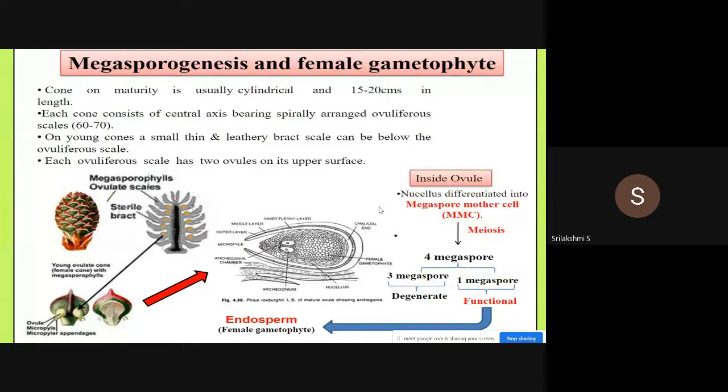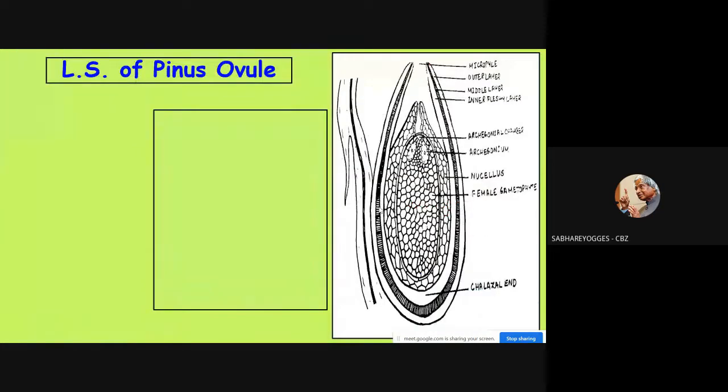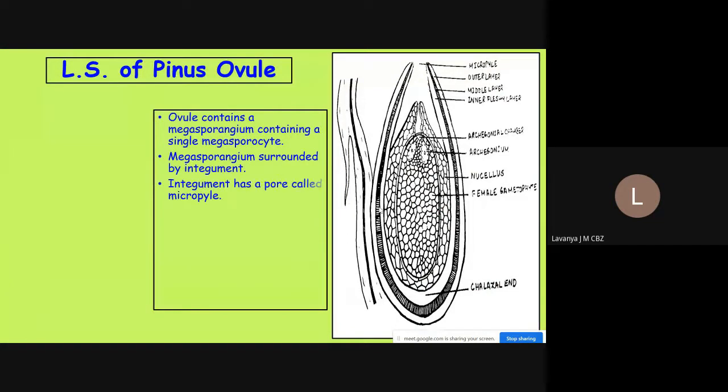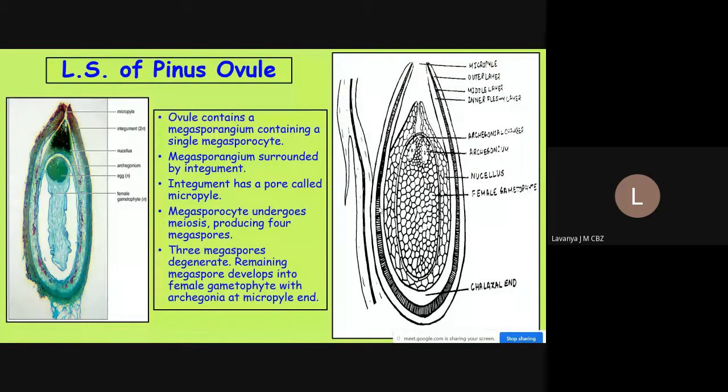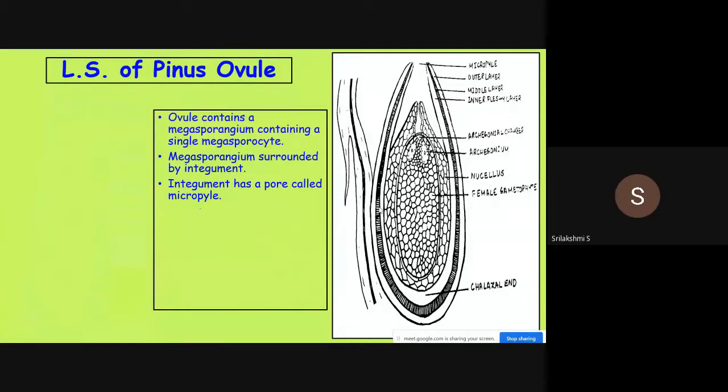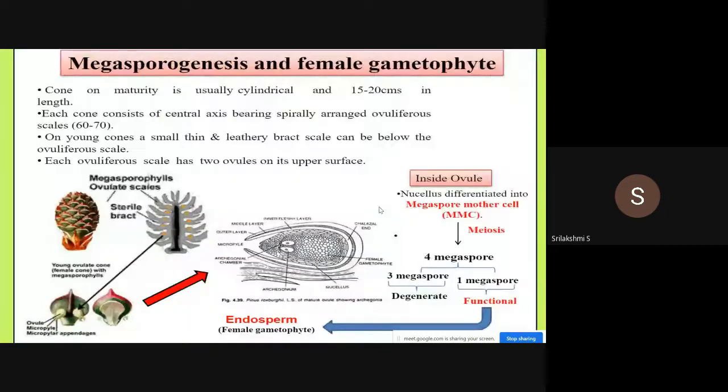You're able to see this now, whatever I explained? Yes, ma'am. Yes, ma'am. No, previous slide. I don't know why I have given some effect.